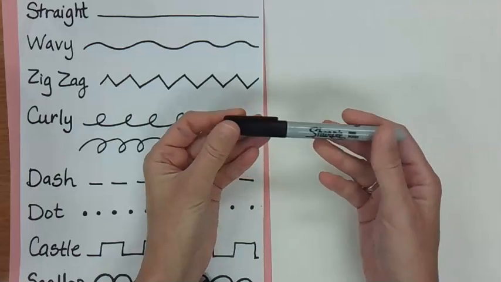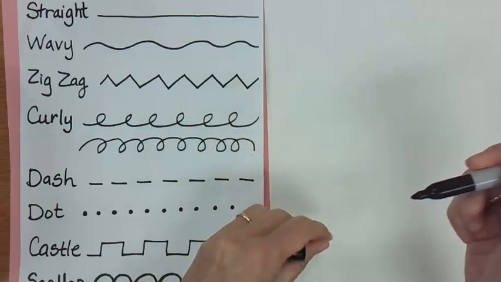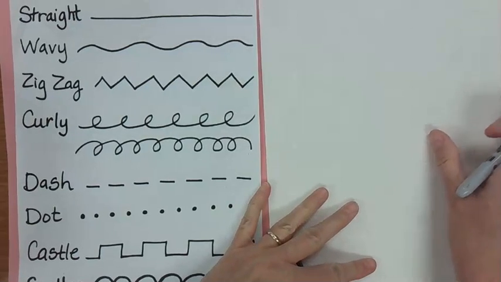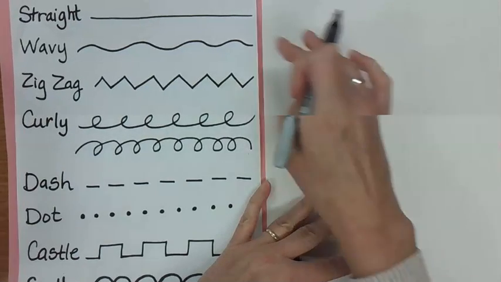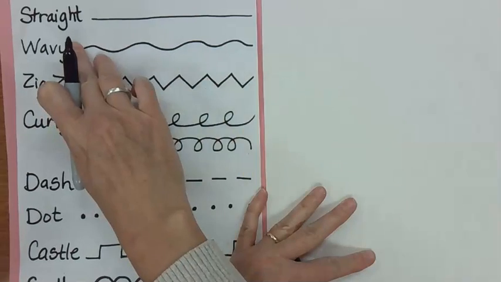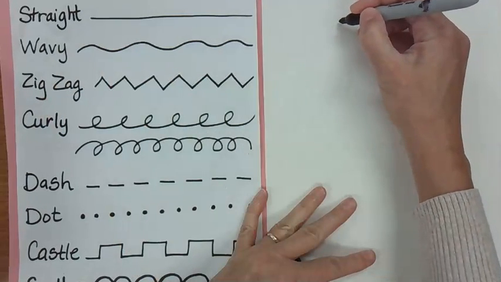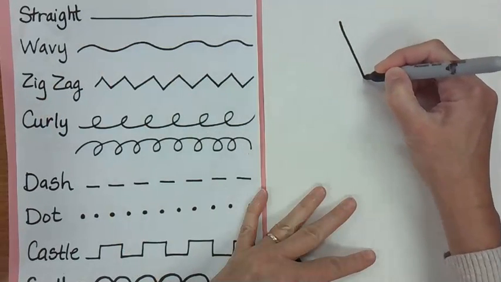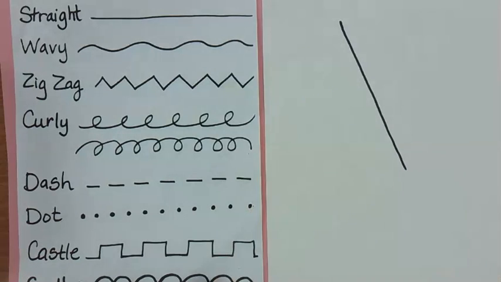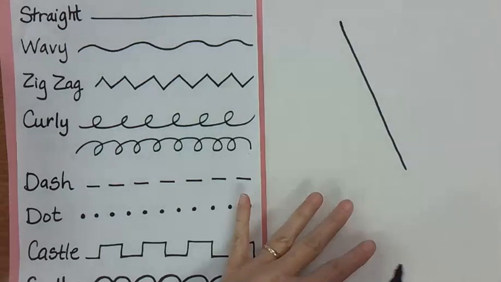So everybody pick this up, and we're just going to start together, and we're going to try some of these lines. Right now, I want everybody to just take your marker and draw the straightest line you can. It doesn't matter. Put it anywhere on the paper. This is going to be line art.